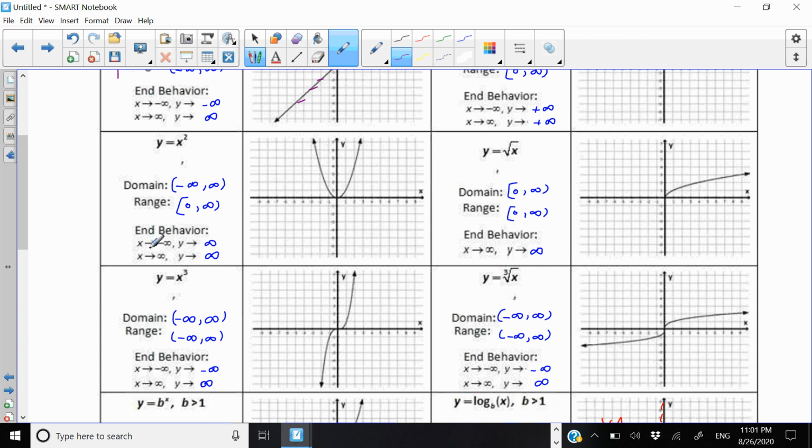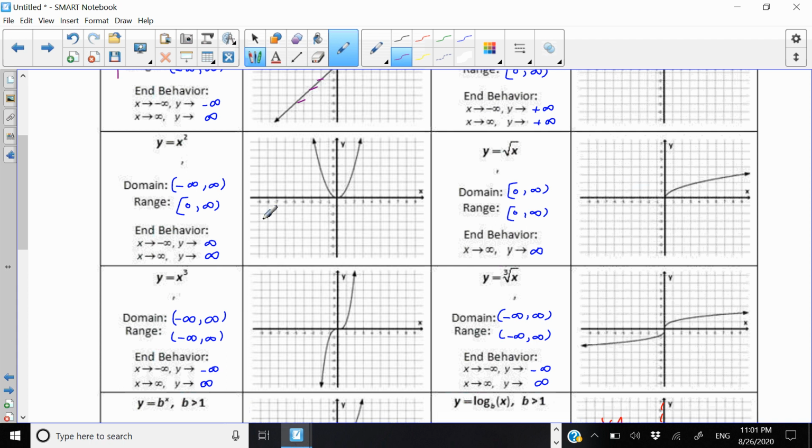Same here. X goes to negative infinity, y is increasing, it's going up. So I say y goes to infinity. On this side also, the same, x goes to infinity, y goes to infinity. So this will be the end behavior of the function.